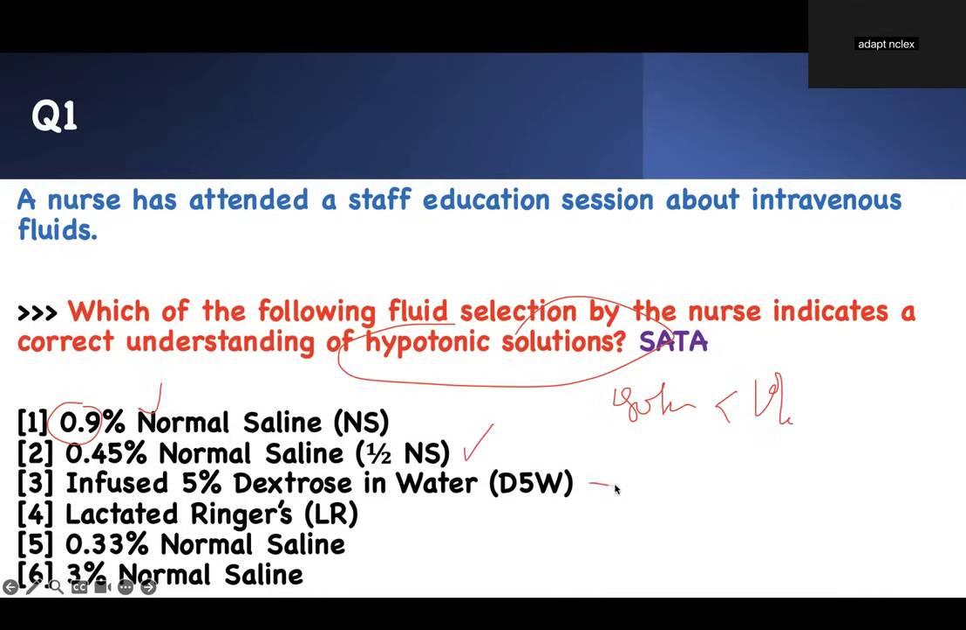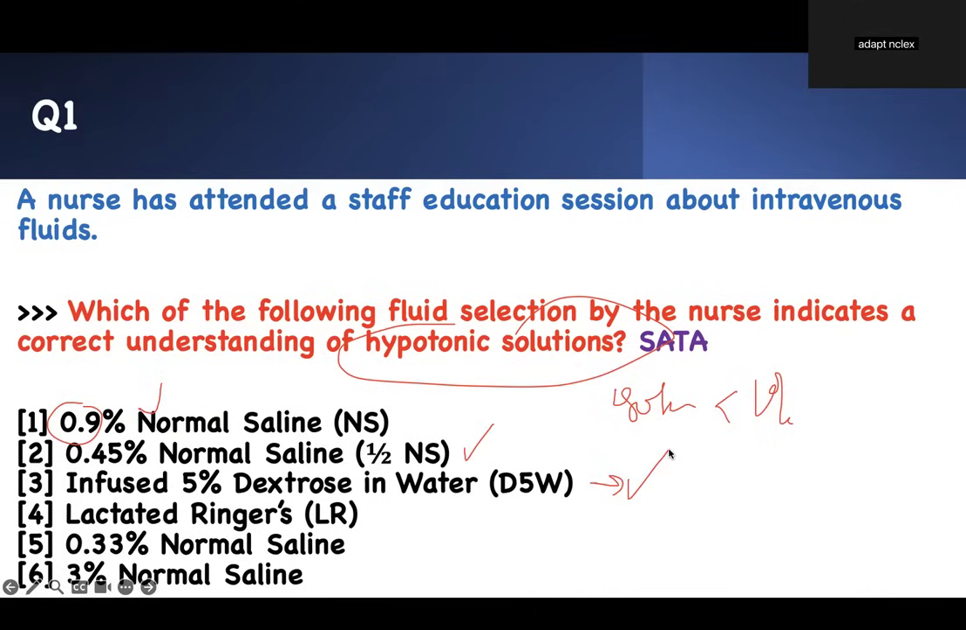Infuse 5% dextrose in water. This is a good concept to know. 5% dextrose in a bottle sitting outside on your table is hypertonic. It's very hypertonic. It's like 3%. But if you infuse it in the individual, the liver breaks it down and it becomes a hypotonic solution. So infused 5% dextrose is a hypotonic solution. Lactated Ringer's is an isotonic solution like normal saline. Therefore, that's wrong.